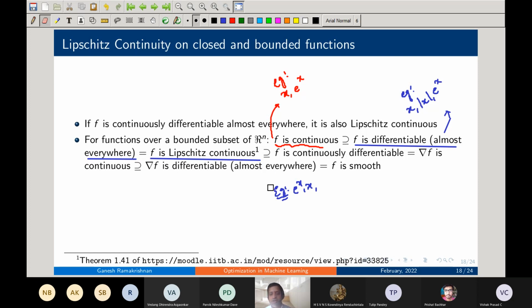But let's now move to the third category. F is continuously differentiable, which means that its derivative itself is continuous. Now, we have a problem with absolute value of x. That won't qualify, right? So absolute value of x basically goes out of the window, whereas all of these so far were okay.